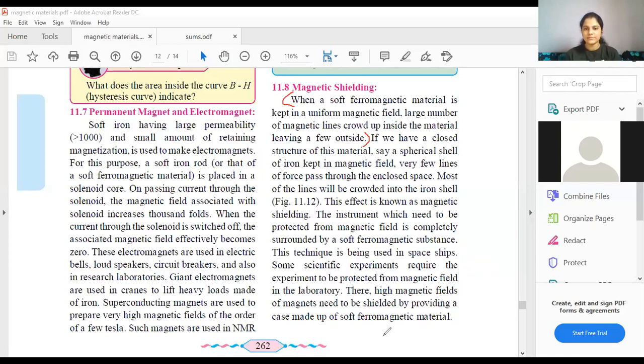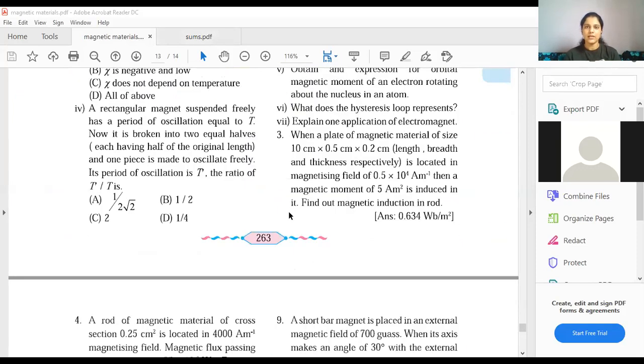Anything else? Okay, so that's it, students. These were the two theory topics that were left out. Let's now start with numericals. Before that, please let me know if you have understood till now.